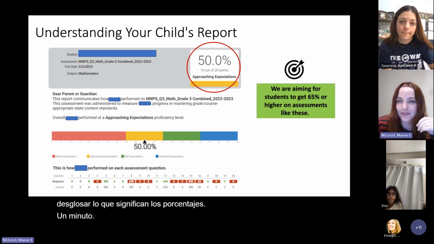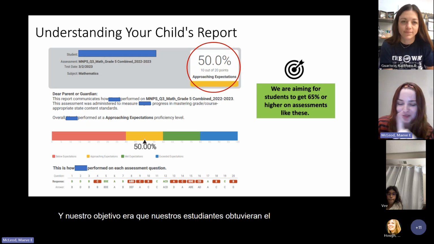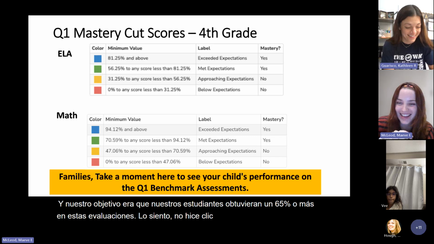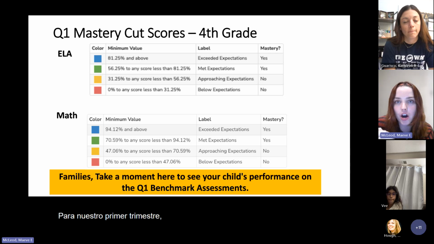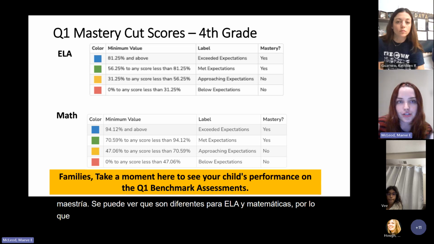And we were aiming for our students to get 65% or higher on these assessments. So for our quarter one, here are the mastery cut scores. You can see they are different for ELA and math. So it is compared across the entire district.